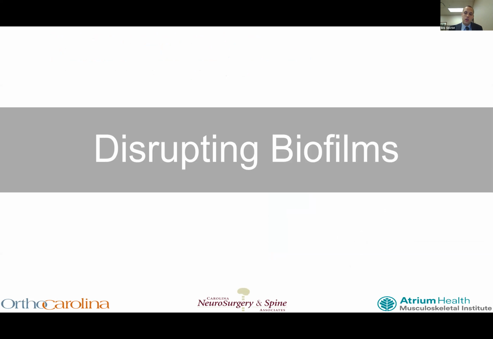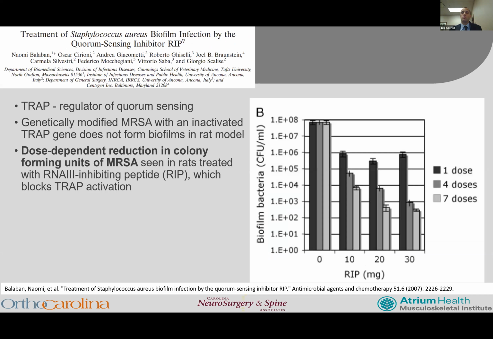The final modality that we could potentially beat biofilms with would be disrupting them after they've formed. And there's a lot of really creative ideas for how we could do this. The first one that we'll discuss involves disrupting the quorum sensing process. When rats are treated with a drug which blocks the quorum sensing process, we do see a dose-dependent reduction in the colony-forming units of MRSA in that animal model.